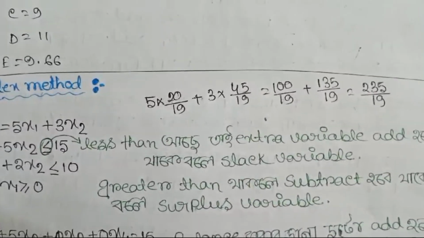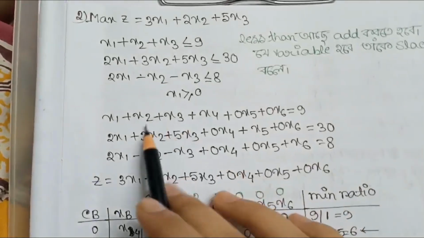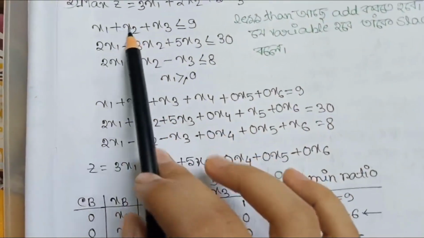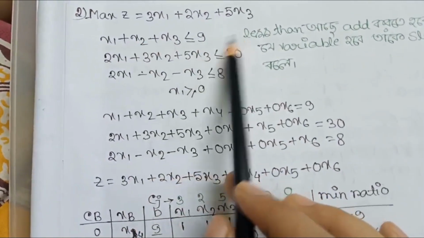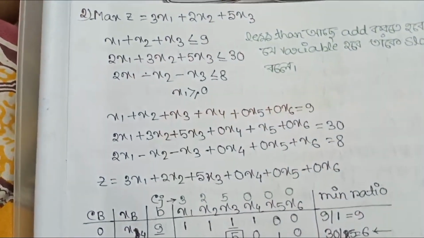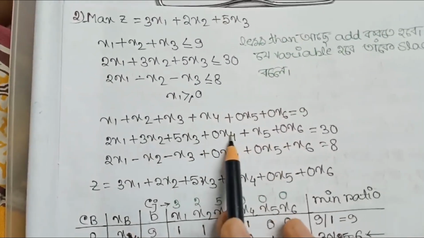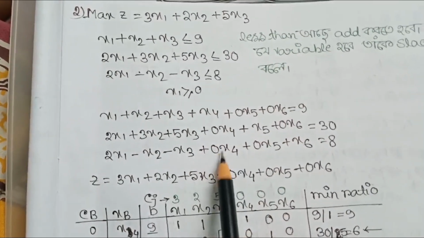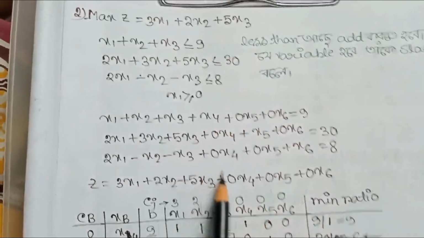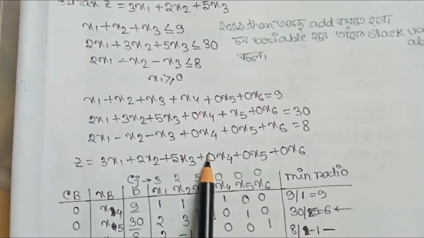235 by 19. So this is another example for the normal simplex method problem in linear programming. You can see I am not going to explain this again. Just pause the video and try to solve it by yourself.